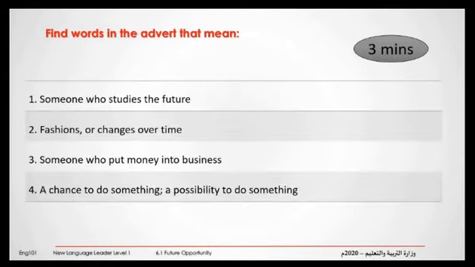Okay, dear students, now let's look at our first activity about the reading of the advert. Find words that mean, number one, someone who studies the future, number two, fashions or changes over time, number three, someone who puts money into business, and number four, a chance to do something or a possibility to do something. You've got 3 minutes to think about these words.